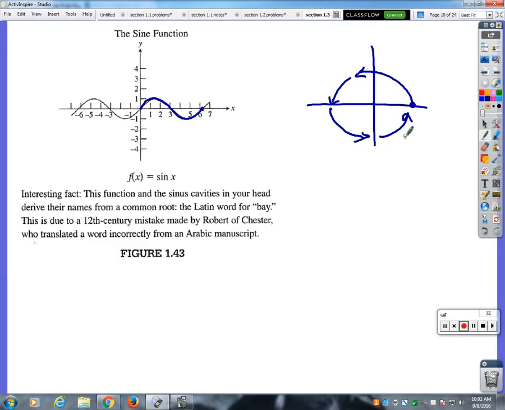So bay, like your sinuses, that's the correct translation because it's in the shape of kind of a bay. And then this was some other thing, and he wrote it down wrong, and now we're stuck with sine because of this loser right here. So Leonard Euler, great mathematician. Robert of Chester, not so much.